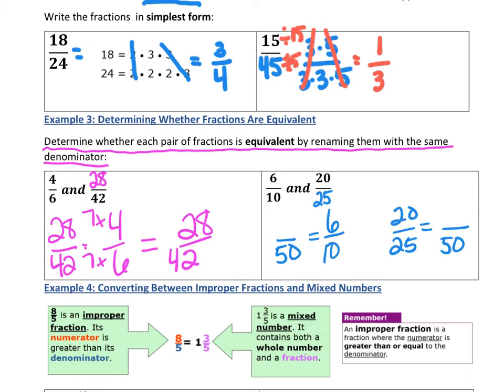Now 6 over 10, the 10 is being multiplied by 5 to get to 50, so I'm going to do the same thing to the 6. Multiply that by 5, that becomes 30/50ths. For the other fraction, 20 over 25, 25 is being multiplied by 2 to get to 50. So 20 times 2 gives me 40/50ths. Well, 30/50ths and 40/50ths are not equal, so therefore 6/10 is not equivalent to 20/25ths.